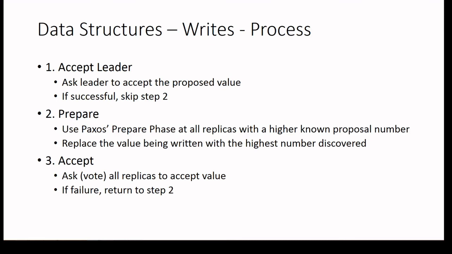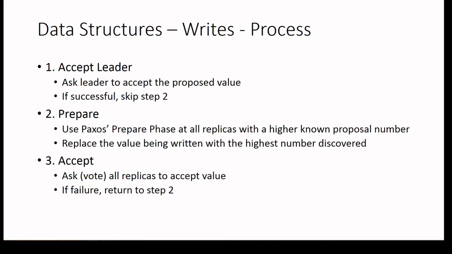We've got different proposals with different proposal numbers. The highest proposal number wins. So you try to find the proposal number with the highest value and then replace your proposal number with that higher proposal number. After you do step 2, you go to step 3 and you ask all of your replicas to accept it. You initiate a vote.